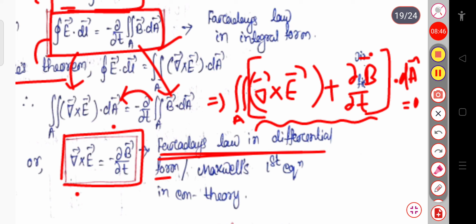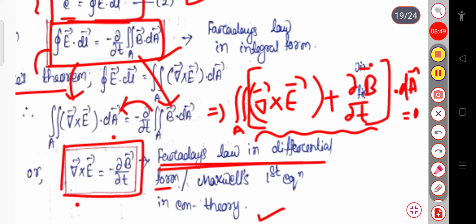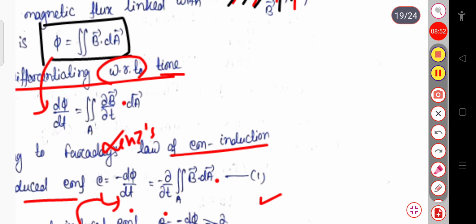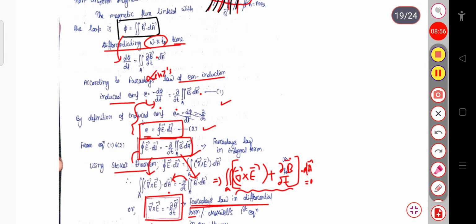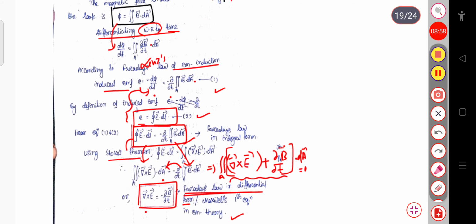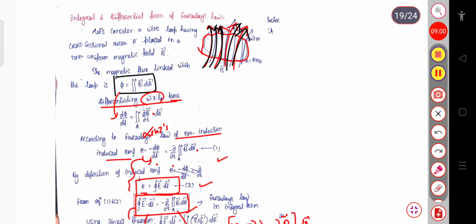So here we have discussed the Faraday's law in electromagnetic induction, that is, the Faraday's law in the integral form and the Faraday's law in the differential form. Okay. So this is all about Faraday's law.